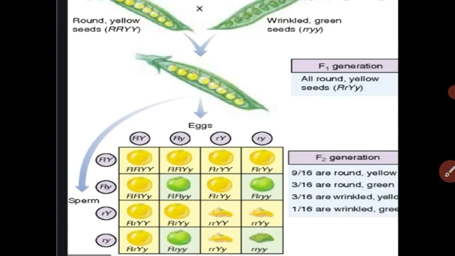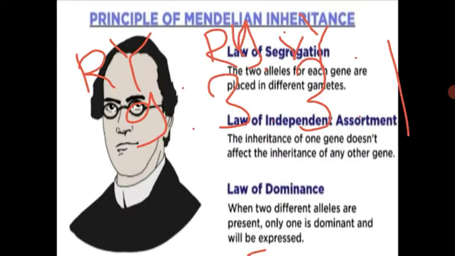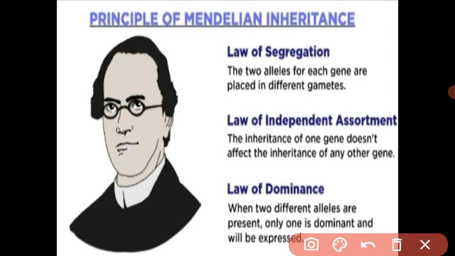See, for alleles, take the color of the seed, it is yellow and green. It does not disturb the shape of the seed. Got it? The shape alleles of the seed are separate and the color alleles of the seed are separate. These 2 alleles are not disturbed by each other. This is called the law of independent assortment. By crossing the monohybrid cross and dihybrid cross, Mendel gave the principles. This is called Mendel's laws of inheritance. He has given 3 laws.